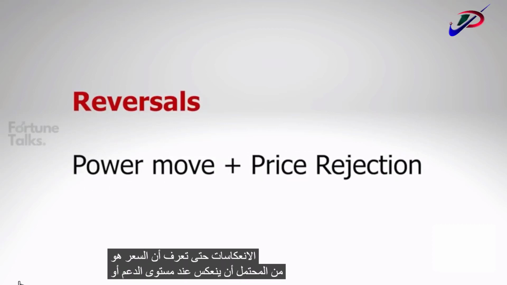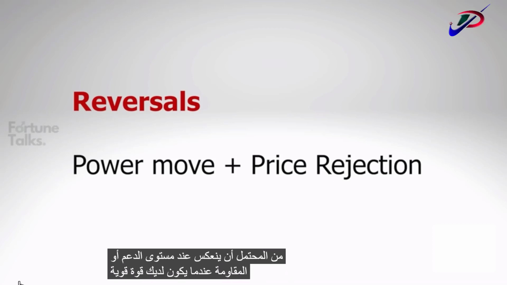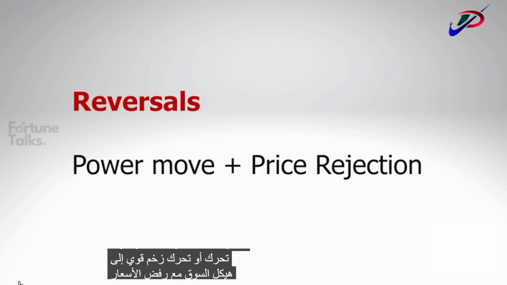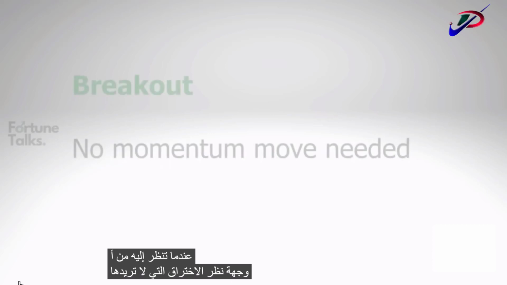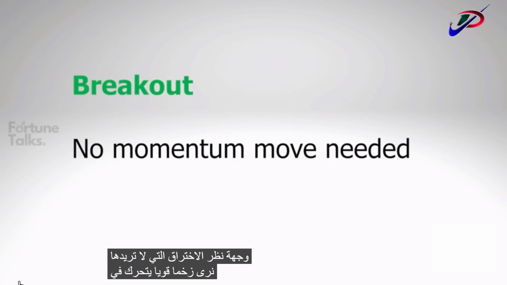This concept is actually pretty much the opposite of what we have just learned earlier in case of reversals. So you know that price is likely to reverse at a support or a resistance when you have a strong power move or a strong momentum move into a market structure with a price rejection. When you are looking at it from a breakout standpoint, you don't want to see a strong momentum move into the market. In this case, what you want to look for is a price action that we have discussed right at the beginning of this video.